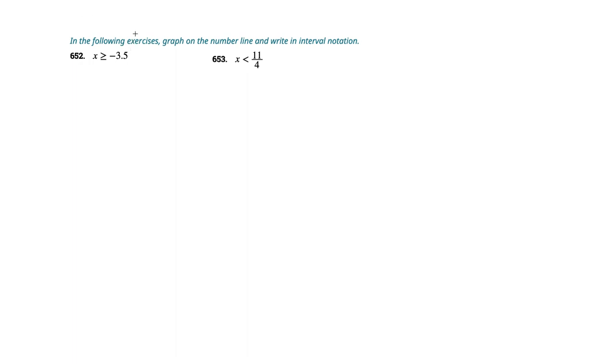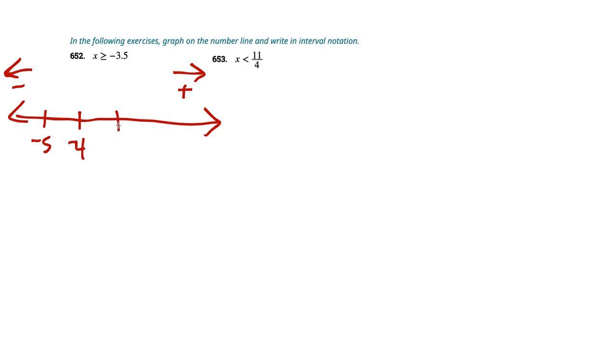Okay, so in the following exercises, graph on the number line and write an interval notation. So in a number line, just so you remember, we're going to have negatives or subtraction going to the left, and addition or positive going to the right. I didn't make the rules. I'm just showing you what's going on. So if we had, for instance, negative 5, negative 4, negative 3, negative 2, and so on, that's how a number line in the negative region would look.